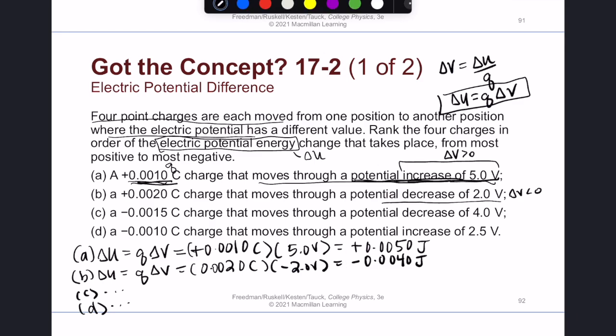Okay, so remember in this equation right here, there are no negative signs. So the relationship between delta U and delta V is a positive one. The only thing that could change the sign would be if Q is negative or if delta V was negative.